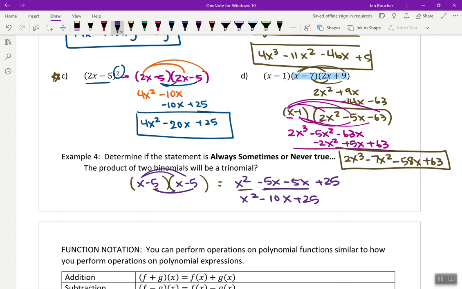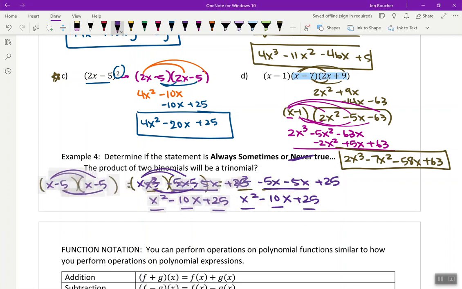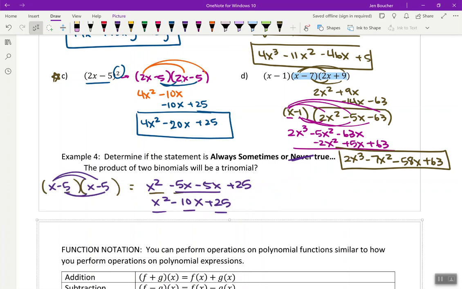So if I multiply 2 binomials together, could you get a trinomial, something with 3 terms? Yes, you could. So the answer is not never, because we just have an example right here, of multiplying 2 binomials and getting a trinomial. It doesn't say they have to be different, but there we go. Now, if I can come up with an example of when I multiply 2 binomials together and not get a trinomial, either get a monomial or a binomial, then I could say it's not always.